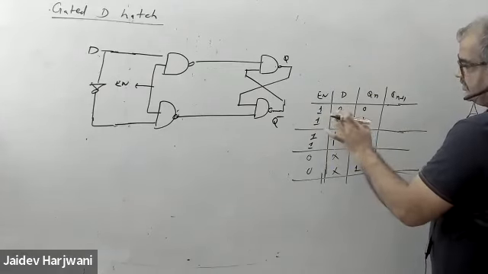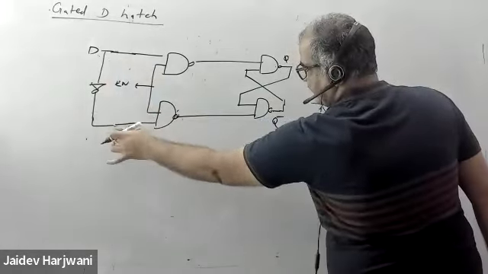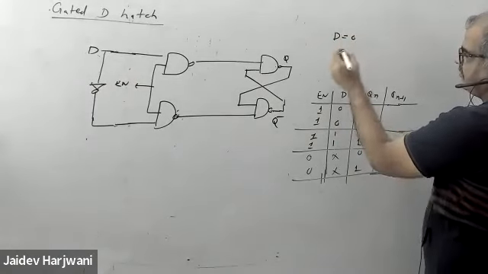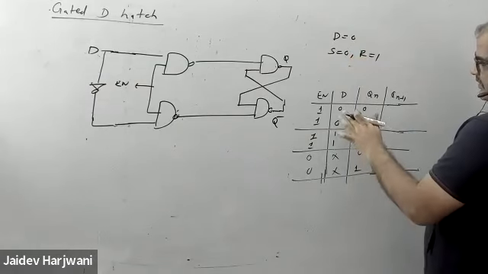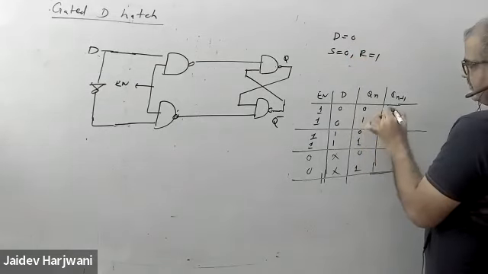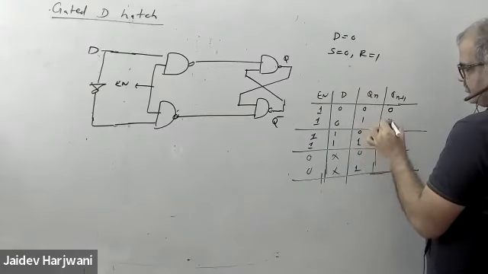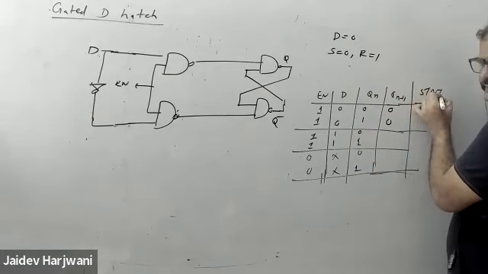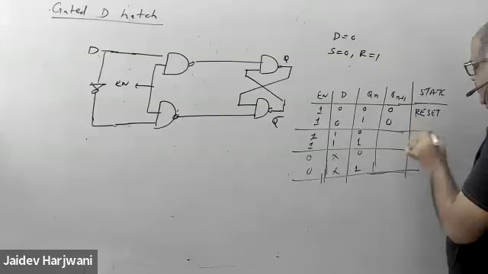So D equal to 0 is equivalent to S0 R1. So this is your reset state. So 0 will become 0, 0 1 is a reset state, and so 1 will also go to 0. This is your reset state.